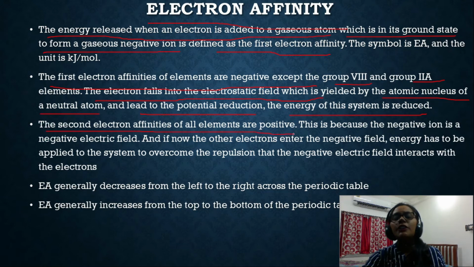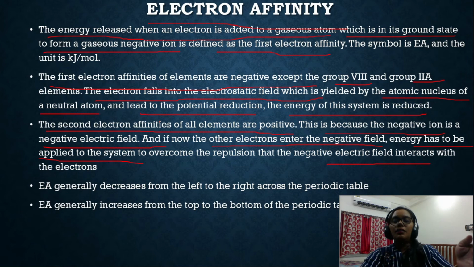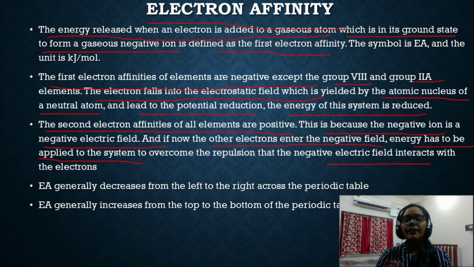The second electron affinity, what will happen? Of all elements, it is always positive. Why? Because the negative ion has a negative electric field. Now, another electron enters into the negative field. Energy has to be applied to the system to overcome the repulsion. That time the negative electric field will interact with the electron, and that is why it is positive.